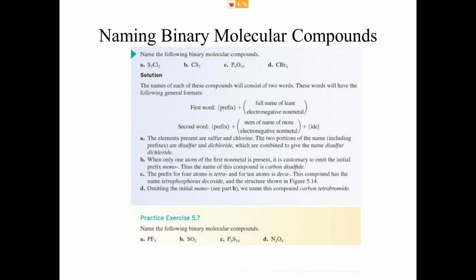Tetraphosphorus decasulfide. I left the vowel in there this time because sulfide doesn't begin with a vowel. Good. And then the last one, N2O4. So what do you think? Dinitrogen tetroxide. So we kind of blend it together at the end. Instead of tetraoxide, we just say tetroxide and leave off the other vowel. All right, so all those were correct.